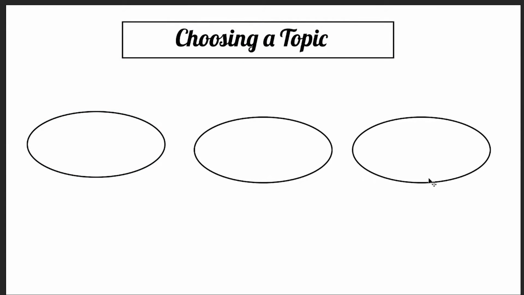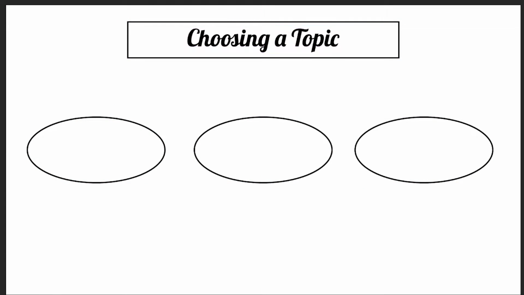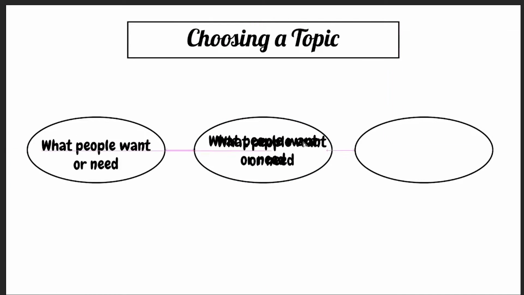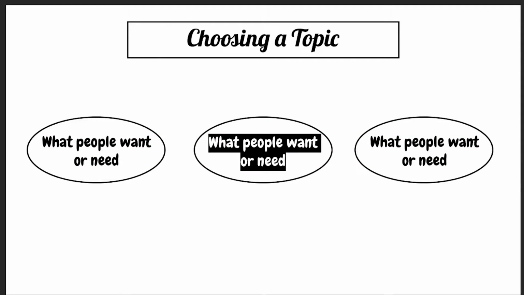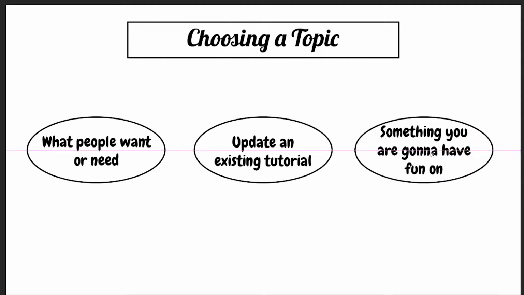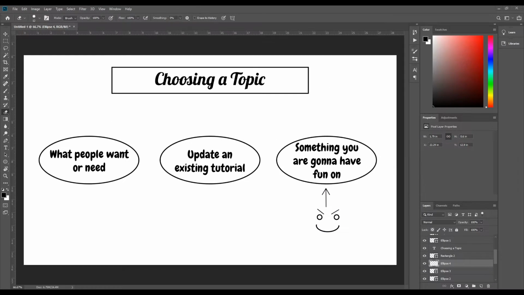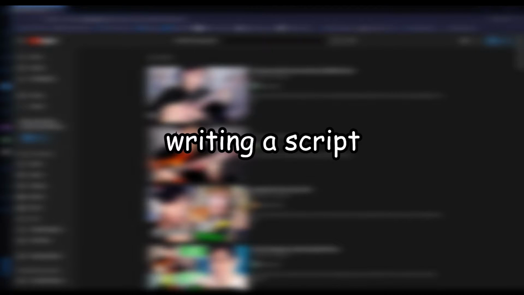You can't start making a tutorial video without something to make a guide on. But how do you choose? I have 3 ways to find the topic I would like to make a tutorial on. One is to find something people need or want to make. Another is to update an existing one. And the easiest one is something you're gonna have fun on. This one, of course, I chose something that I think is fun for me. For additional information, don't forget to research about your topic. This also helps if you get lost somewhere in the next steps.